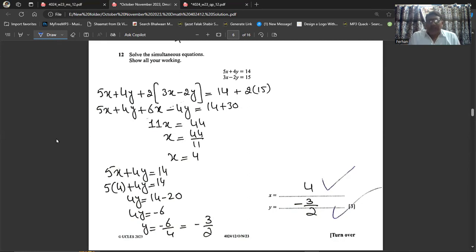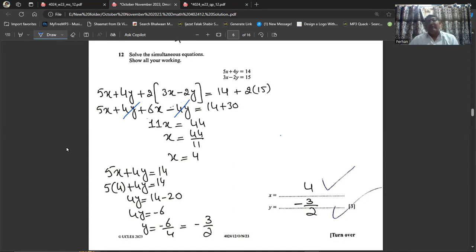The left side will be added to the left side, and the right side will be added to the right side. So you will have 5x plus 4y plus 2 bracket start 3x minus 2y bracket close is equal to 14 plus 2 into 15. So you will have 5x plus 4y plus 6x minus 4y equals 14 plus 30. So 11x, and the y terms will be gone. So 11x equals 44. So x will be equal to 44 by 11. So x will be equal to 4.